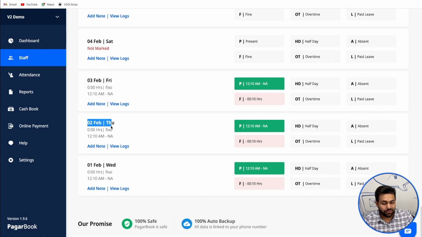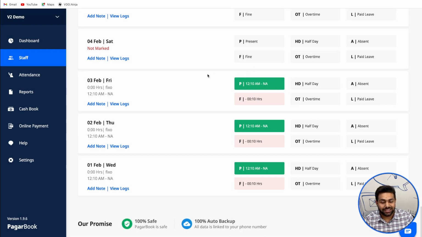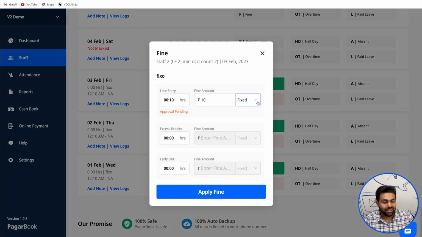Again on 2nd Feb, staff again makes a mistake, comes late by 10 minutes. So again, as per rule, count 2 also should be pardoned. So again we are pardoning the fine and 0 amount will be charged. But now on 3rd Feb, again staff is making the same mistake, and now this is more than count. This is the 3rd time in a month he is coming late. So we will now deduct fine.